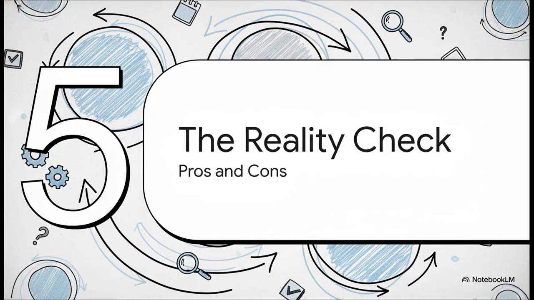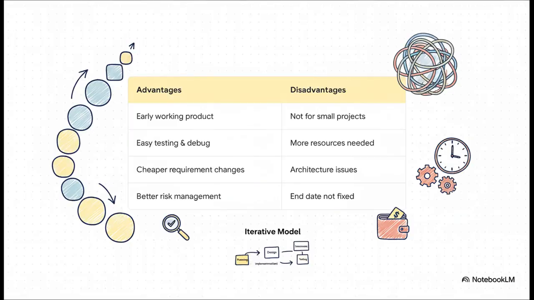But of course, no model is perfect. There are always trade-offs. So let's do a quick reality check and take an honest look at the good, the bad, and the ugly. The upsides? They're huge. You get a working product in your hands super early. That makes it way easier and cheaper to find bugs and to adapt if requirements change.